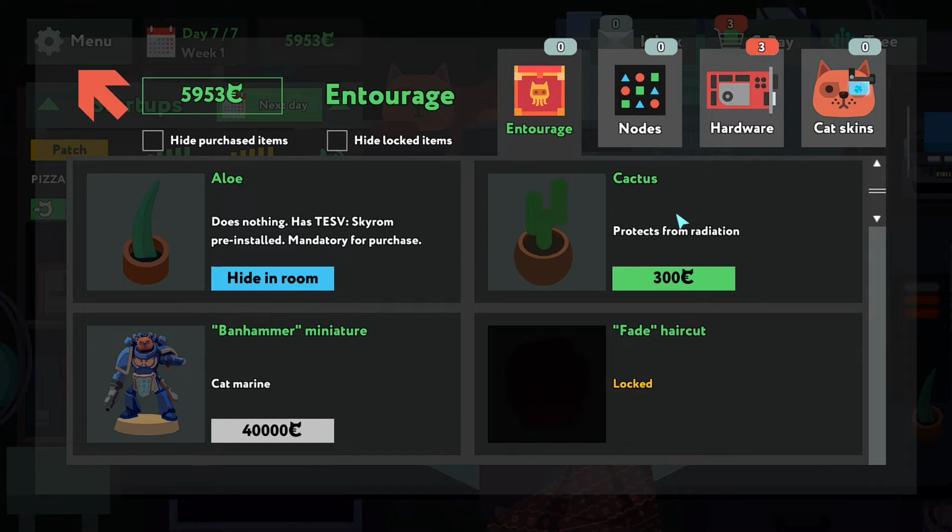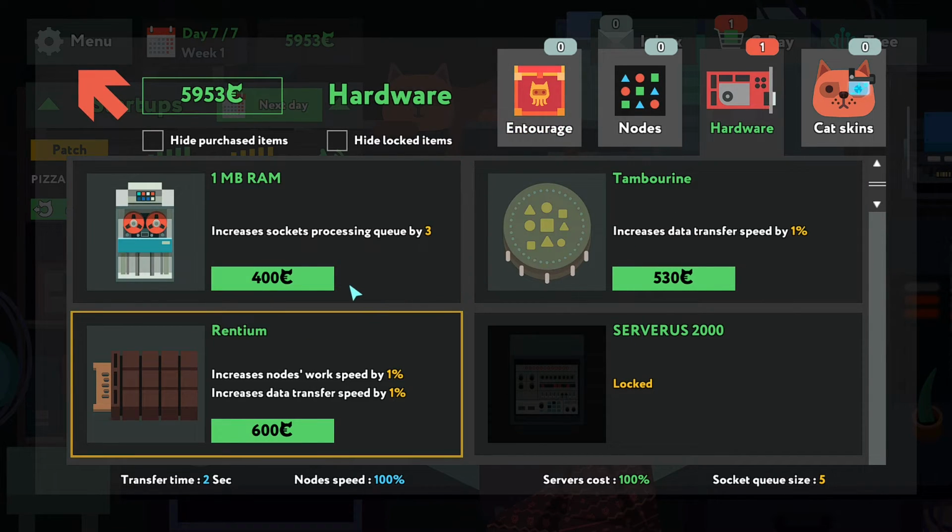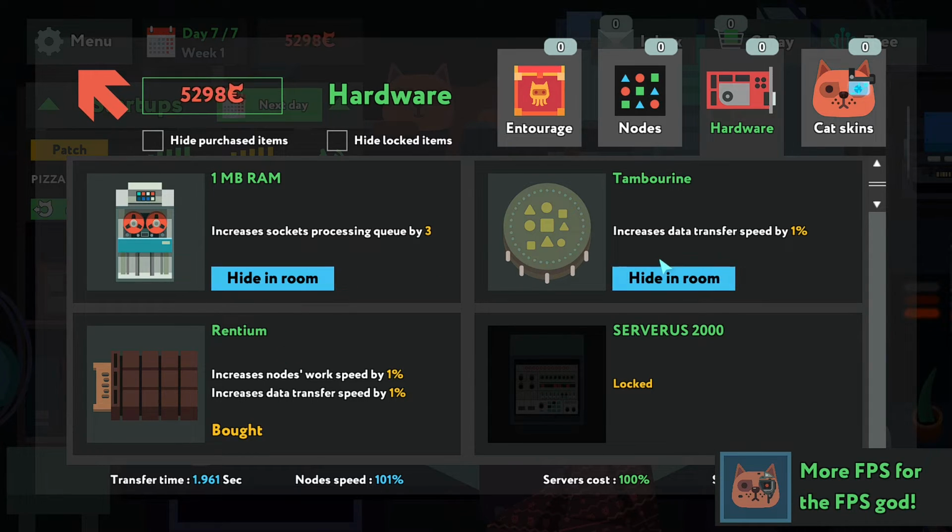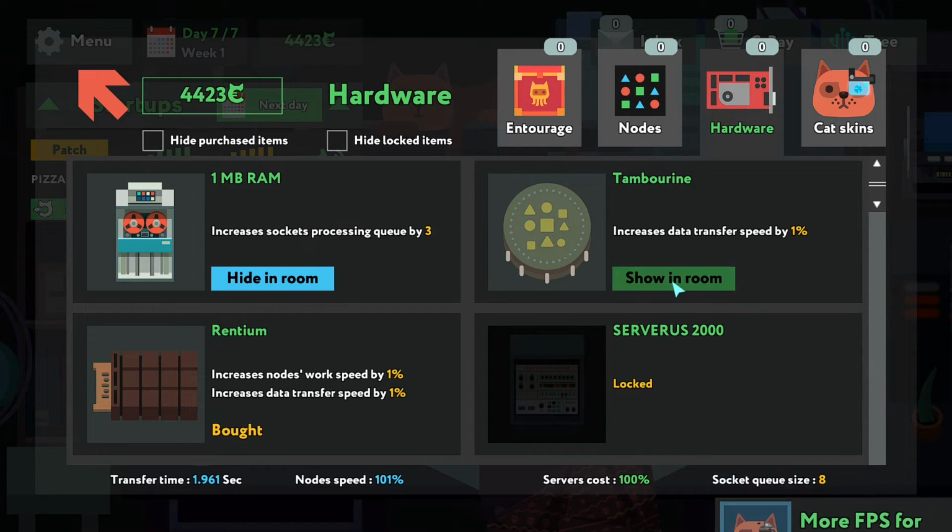Cactus that protects from radiation? Yo, hardware. Sweet, I can buy some RAM. And Rentium, whatever that is. Oh, it's a Pentium. I will buy all of them, because my parents just gave me a lot of money. Cool. I got upgrades.